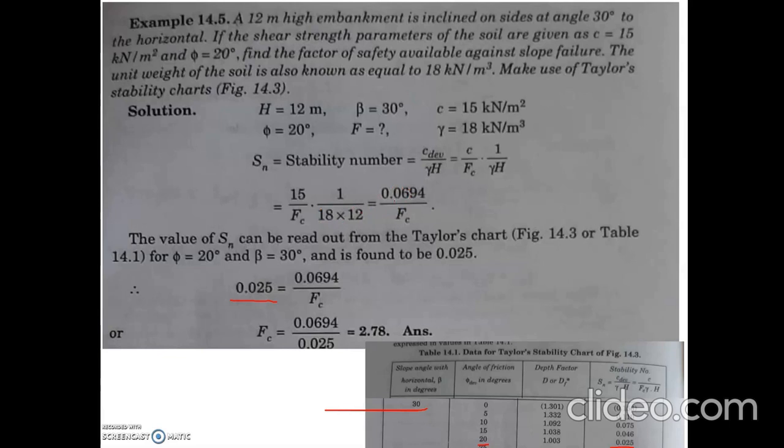So with this we get the equation for Sn as 0.0694 divided by F. So now substitute the value of Sn which we have obtained from the chart. So Sn is 0.025 equal to 0.0694 divided by F. So we get factor of safety equal to 2.78.